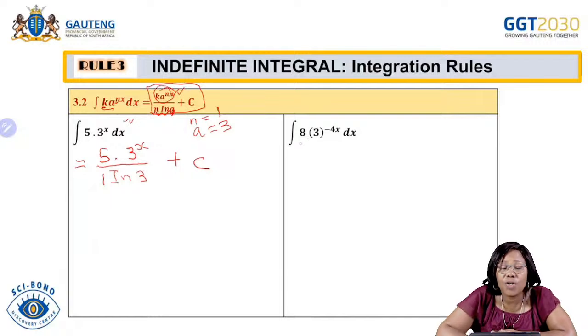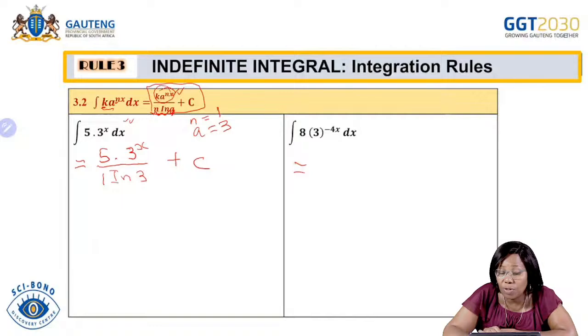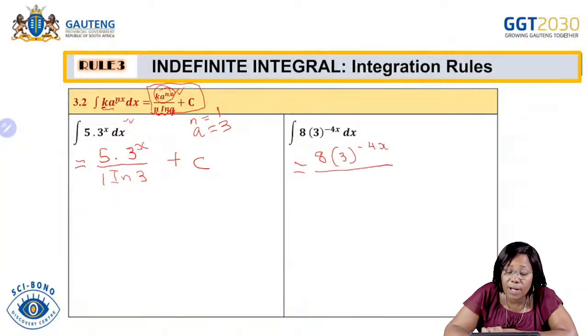Again, here you cannot say 8 times 3. You cannot multiply, grade 12. We are following the rule. The rule states that you take the expression as it is. That will be the 8 into 3 to the power minus 4x all over. Remember, on the denominator we need an n and a. Can we identify the n and a now, grade 12?